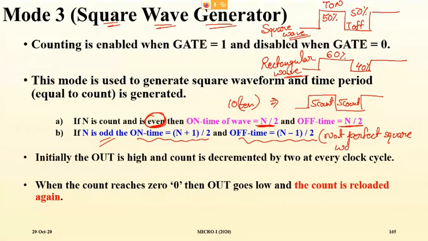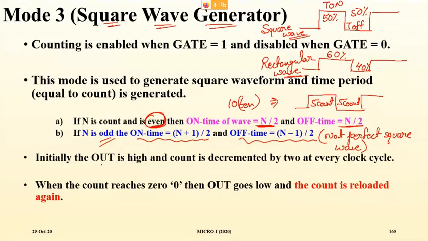When you are loading an odd count, remember, (N plus 1) by 2 times it will be on, and (N minus 1) by 2 times it will be off. So this has to be clear in your mind: if you are loading an odd number, then (N plus 1) by 2 times it will be on, and (N minus 1) by 2 times it will be off. Times here represents the count.